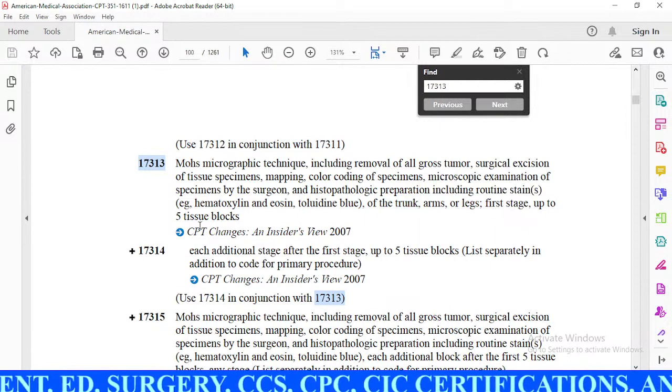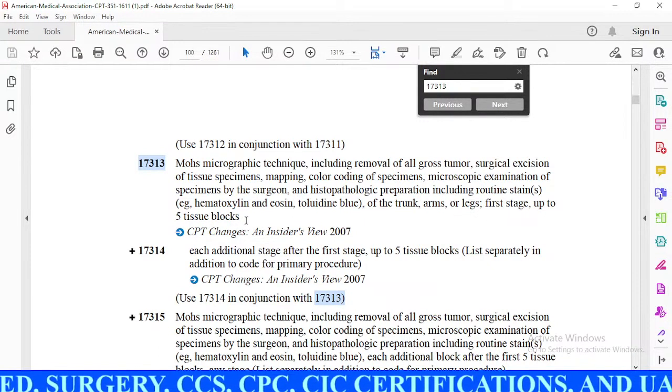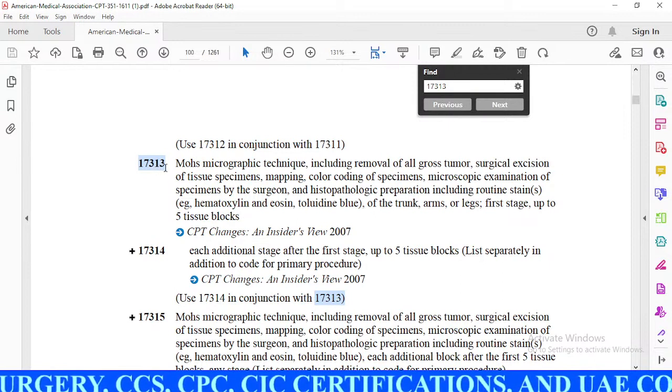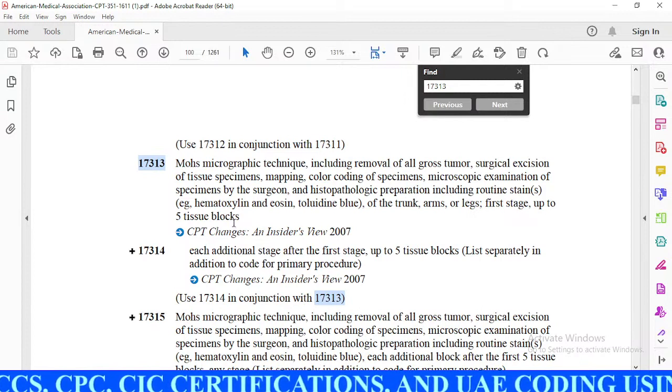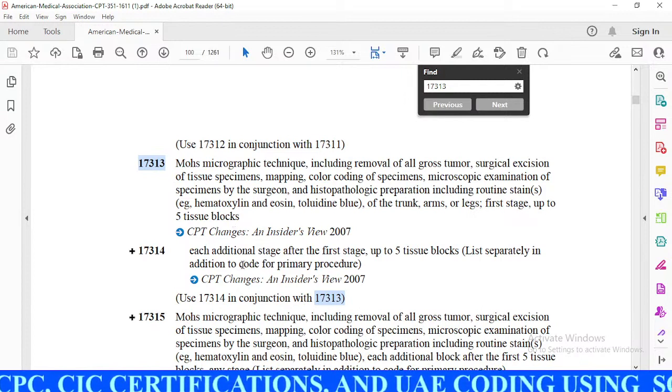First stage, up to 5 tissue blocks. So for the first stage we can code 17313. As in our question we have only 3 blocks, so we can code 17313.